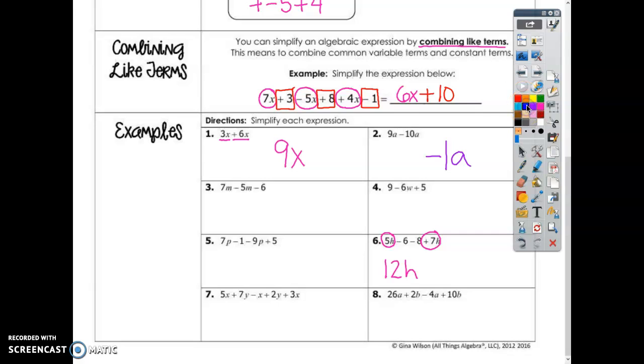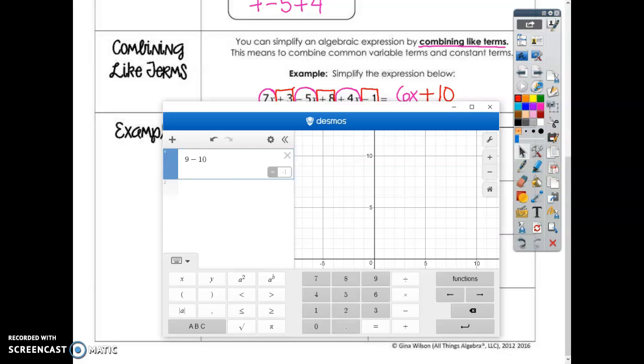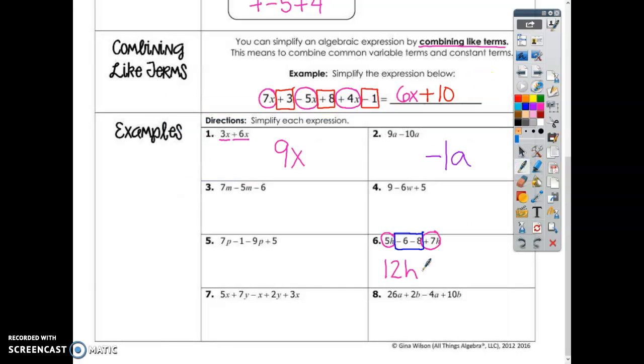With another color, these two numbers do not have letters. So they're going to go together. And I'm going to put that in the calculator. Negative 6 minus 8 gives me negative 14. So right here I would put negative 14. And that is your final answer. Okay? We're just combining things that look the same. That's why it's called combining like terms.